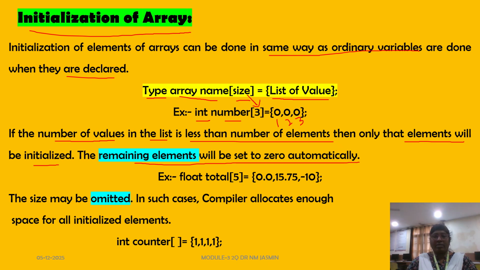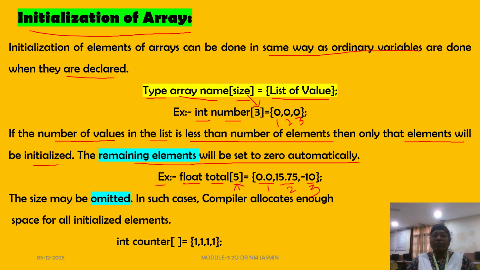Do you understand? So let me tell you an example. If you take float as the data type, total as the array name, and here is the size of the array. So how many elements should the array have? The array should have 5 elements, but the array is having only 3 elements here. Only 3 elements. This is 1, this is 2, this is 3.